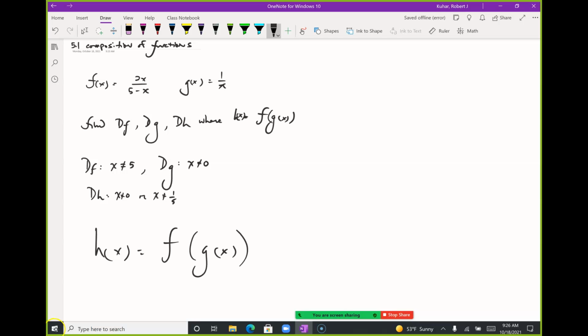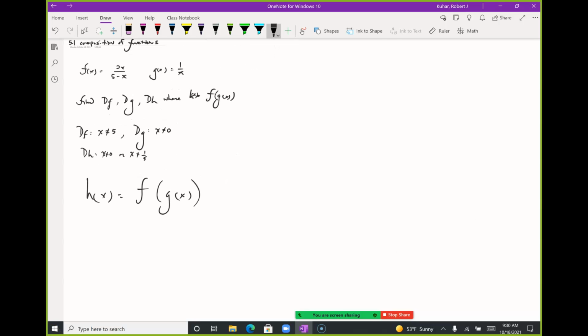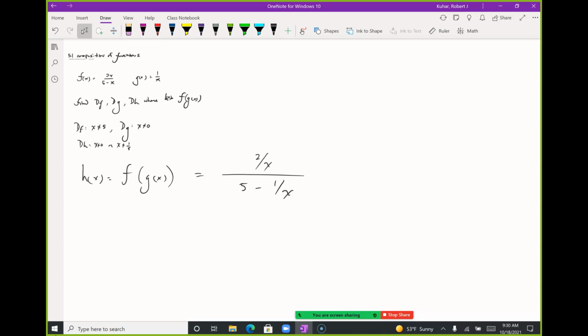Now let's find h as f composed with g of x. Anybody have an answer? Numerator is 2 over x. Okay. And denominator is 5 minus 1 over x. Okay.